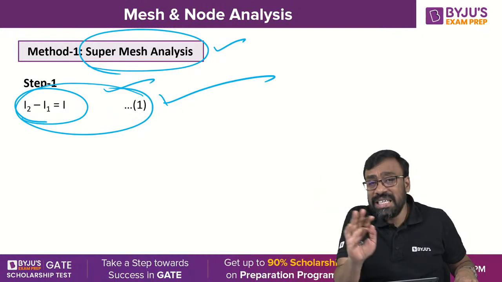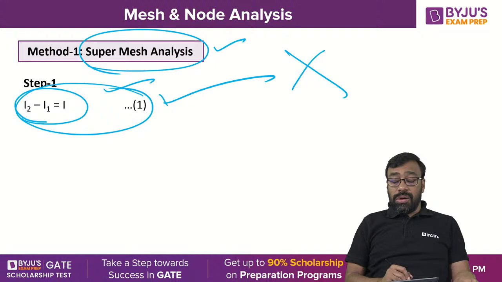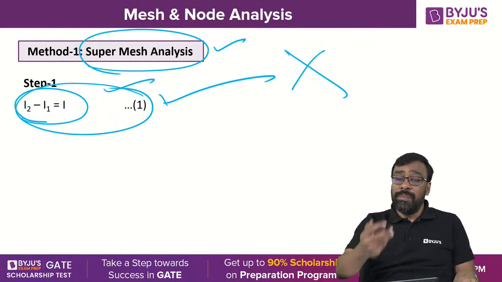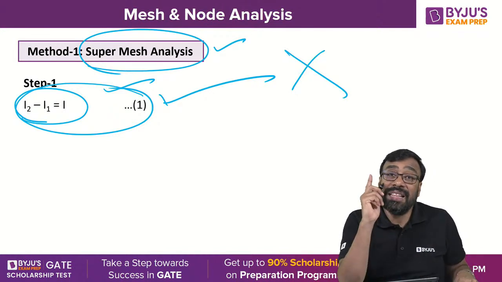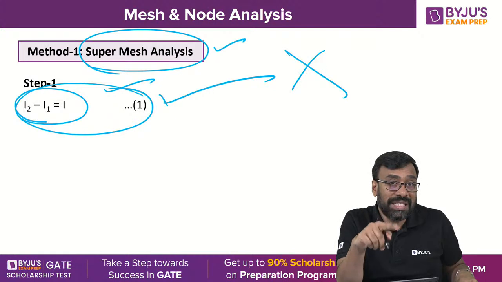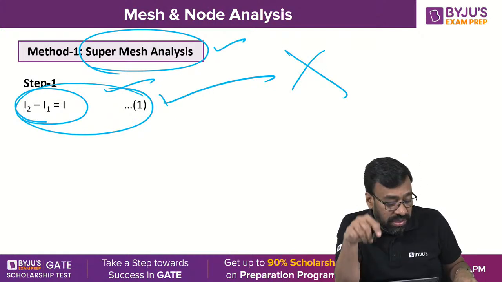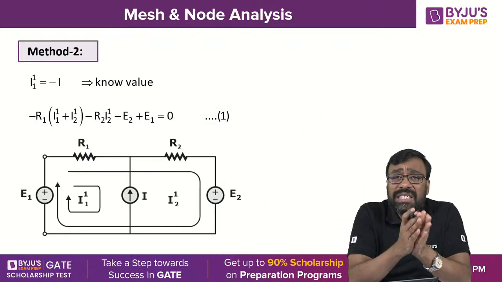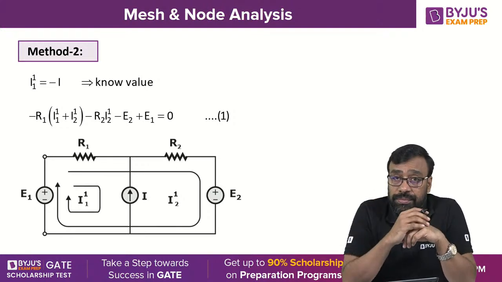But I generally don't recommend this method in competitive exams. The reason is that I'm getting more equations here. I'm getting two equations. Instead, I take the presence of the current source as an advantage and reduce the number of equations. You see how it is going to be. Now you select the loop currents in a different manner so that the number of equations will come down.